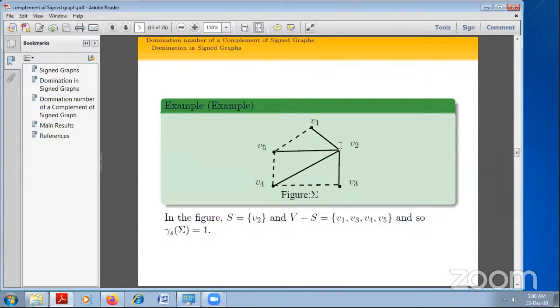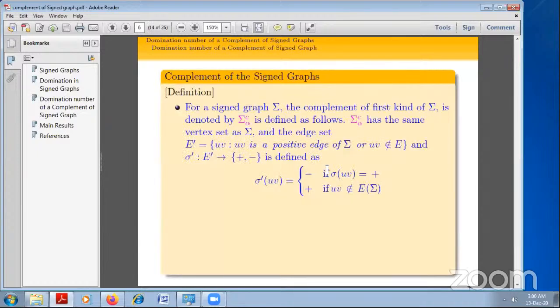So V2 is the only vertex such that the other vertices V1, V3, V4, V5 satisfy the condition. So the set V2 is a dominating set and also it is a minimum dominating set. So gamma S of sigma equals 1. Next we are going to see about the complement of the signed graph.